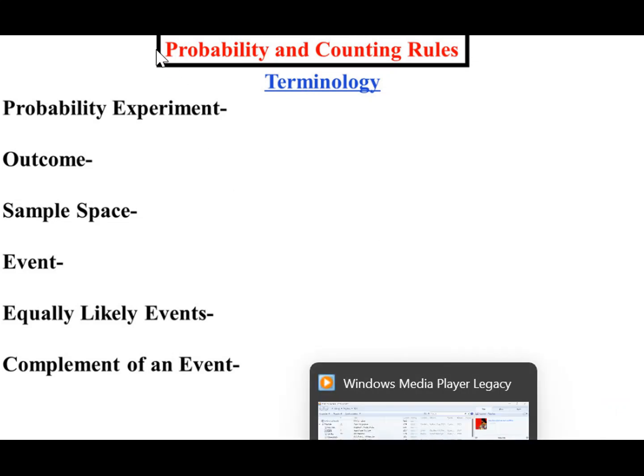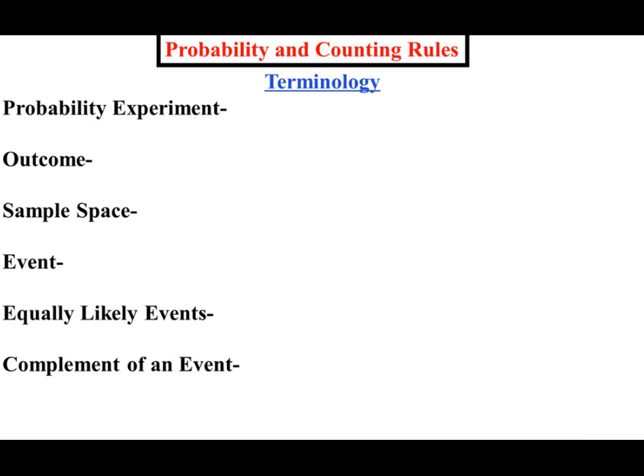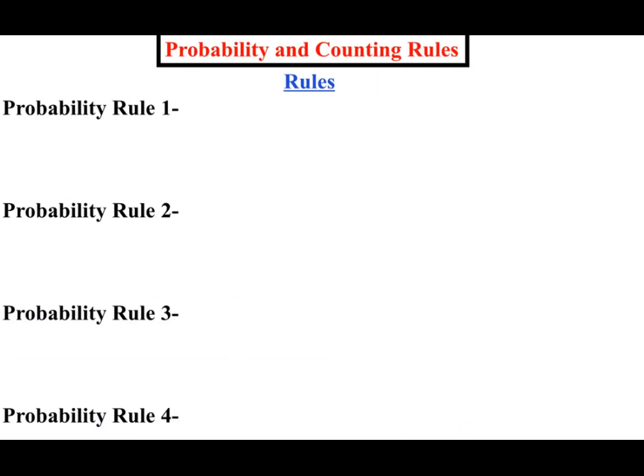So with that said, terminology. There's 6 of them. Everybody got it? All right. And there's 4 rules that I also want you to look through so you can read through them and understand them. Probability rule number 1, probability rule number 2, probability rule number 3, and probability rule number 4.